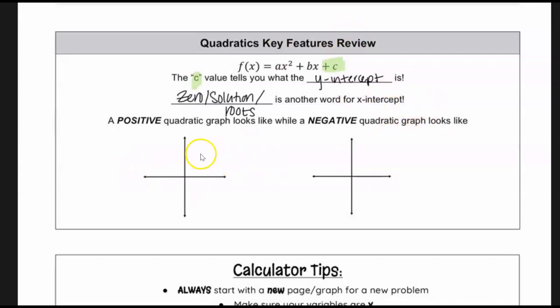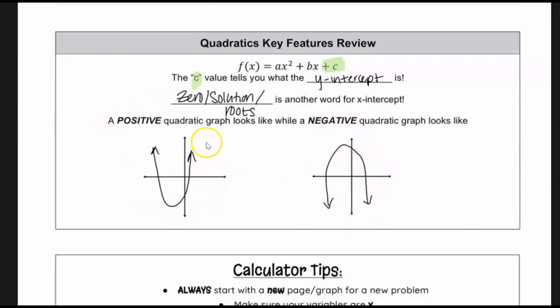Last thing we'll review about quadratic equations is what a positive quadratic equation looks like and what a negative quadratic equation looks like. So for a positive quadratic equation, it is that U-shaped graph. All quadratic equations will have that parabola shape, which looks like a U. Positive quadratic equations will be facing upwards. And negative quadratic equations will be facing downwards. That will also help you to eliminate some answers.